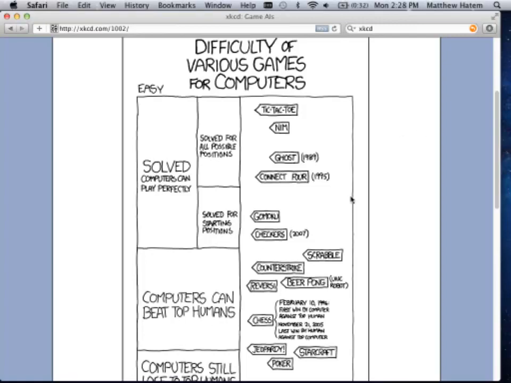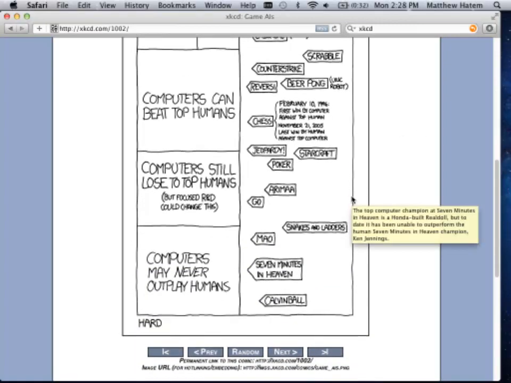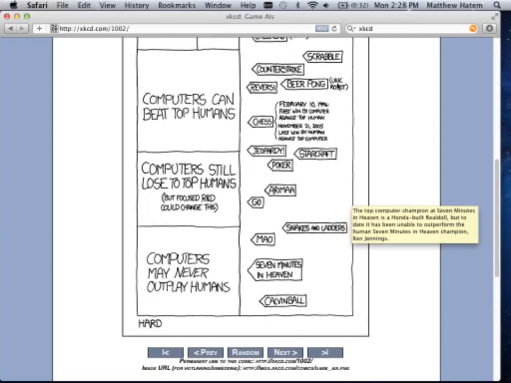Computers can beat top humans. I have not been able to find a YouTube video for the UIUC robot that plays beer pong, but apparently it exists. This chess is kind of funny. 1996, first win by computer against top human. 2005, last win by human against top computer. So chess is definitely in the computer category now.